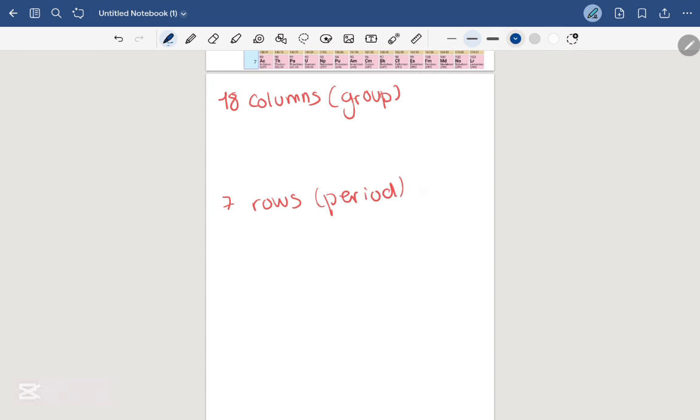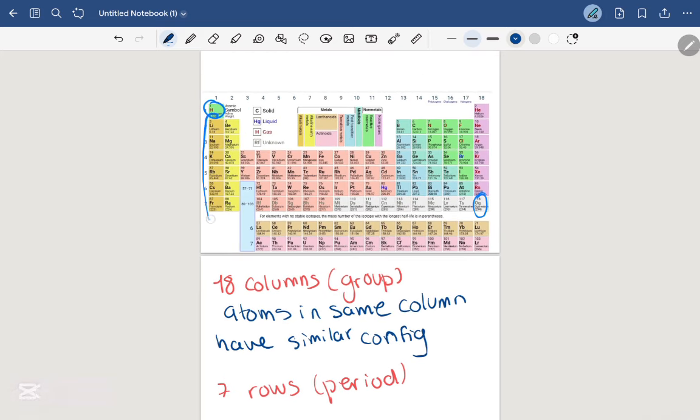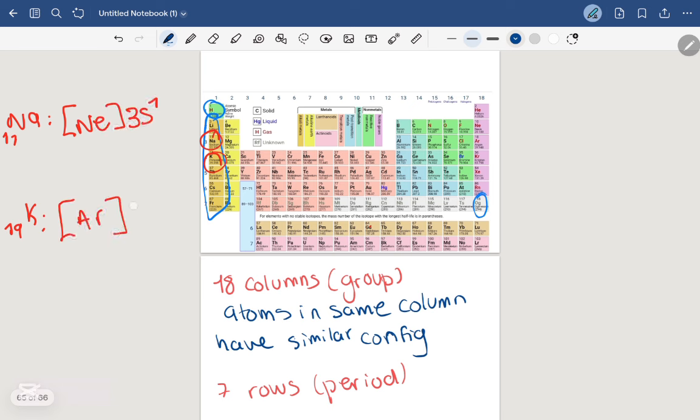Now, what is something essential we need to know? Atoms in the same column have similar configurations. As an example, let's take this column, and let us take Na and K and do their configuration. Na is 11, K is 19. The configuration of Na 11 is neon 3s1, whereas K 19 is argon 4s1.